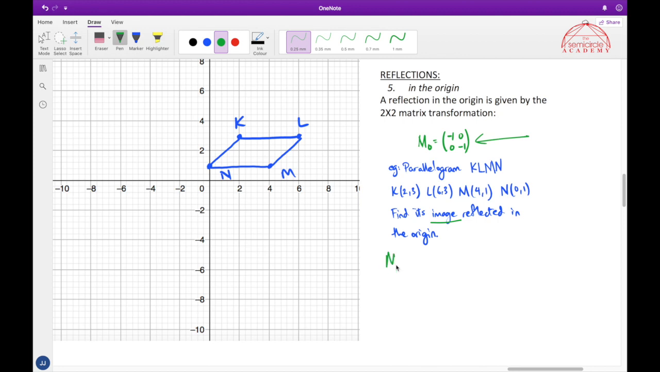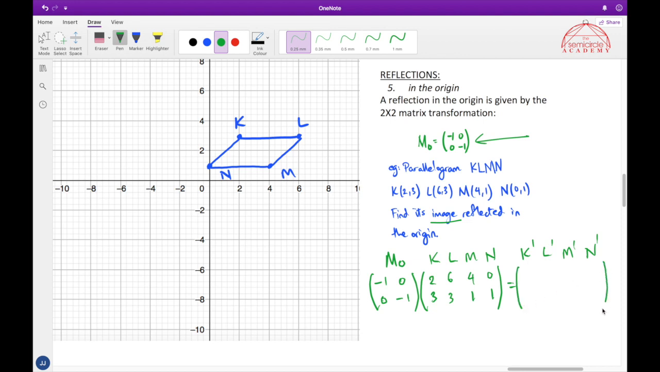So since it's a reflection in the origin, we will put the transformation for the origin first, a reflection in the origin, negative 1, 0, 0, negative 1. And then afterwards, we'll put our points K, L, M, N, and that will give us the point 2, 3, the point 6, 3, the point 4, 1, and the point 0, 1. Right, now take a minute and do this matrix multiplication. The practice is good. And see if you arrive at K prime, L prime, M prime, N prime, which is our reflection in the origin. So when we work out our reflection in the origin, we get negative 2, 3. Oh no, negative 2, negative 3.